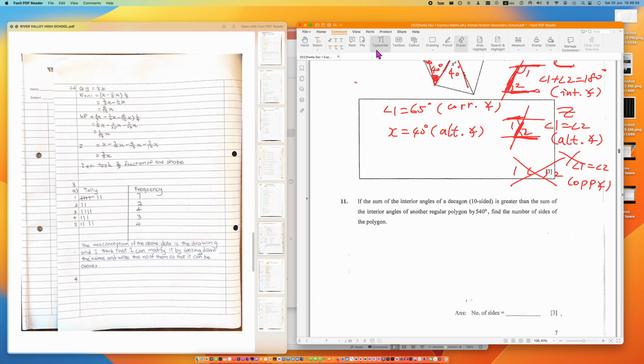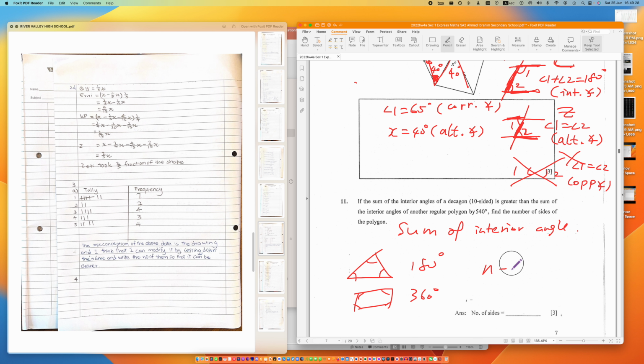Decagon. So, the sum of interior angle formula. By the way, I don't memorize it, so I just do it on the spot. So, triangle, right? What's the sum? 180, right? Quadrilateral, what's the sum? 360. So the formula is n minus 2 times 180, and n is the number of sides. So 4 sides, right? 4 minus 2 times 180, 2 times 180 is 360, yes. So that's the formula.